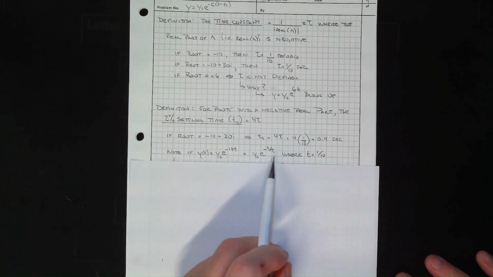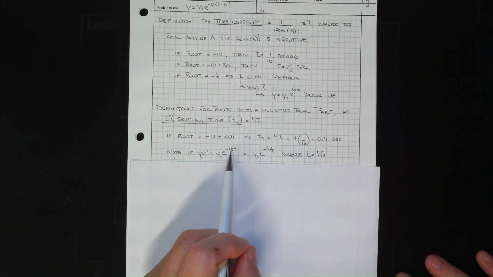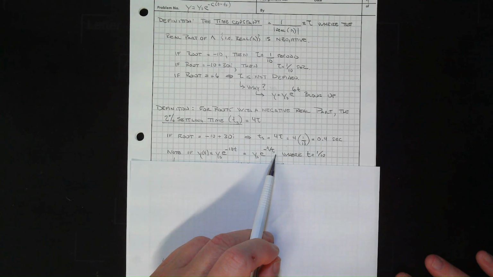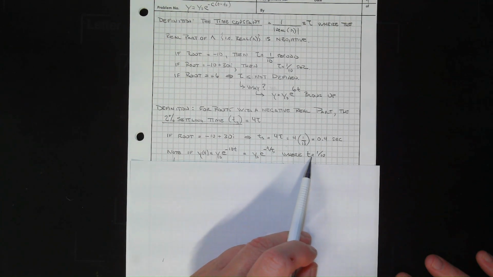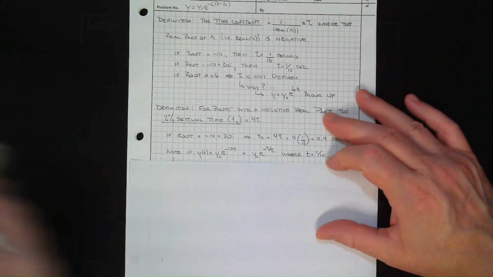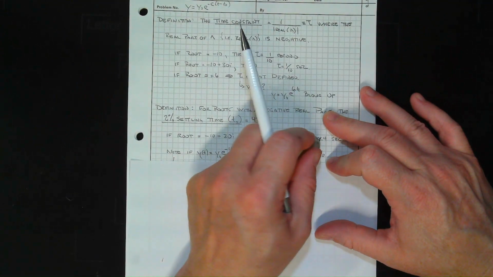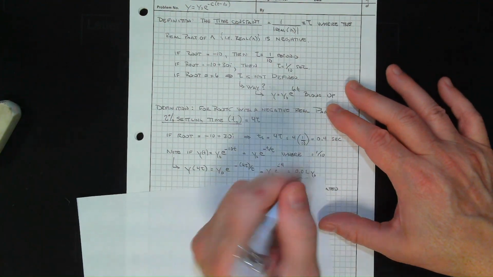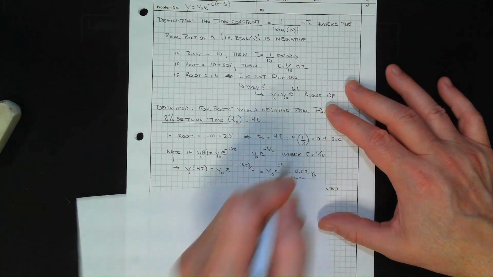And I'll notice I can rewrite this as e to the minus t over tau, okay, because the time constant is 1 over this real part, okay. And where the time constant, let me just fix that here. That should be, make it look a little more like a time constant. There we go.